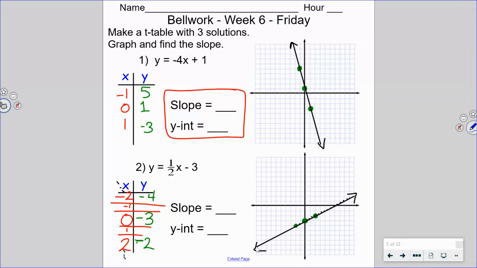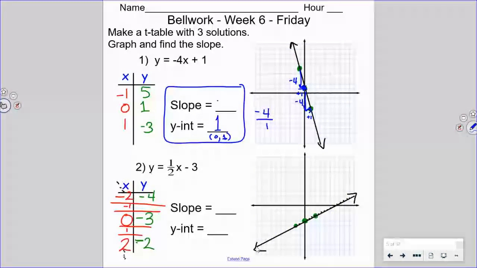All right, now let's come on back and take a look at the slope and the y-intercept for both of these lines. The y-intercept is sometimes a little easier to see. In this case, the y-intercept is a positive 1, or you may write it as an ordered pair, (0, 1). And the slope appears to go down 4 and right 1, and down 4 and right 1. So I suppose we could write it as negative 4 over 1, or you could just write it as negative 4.